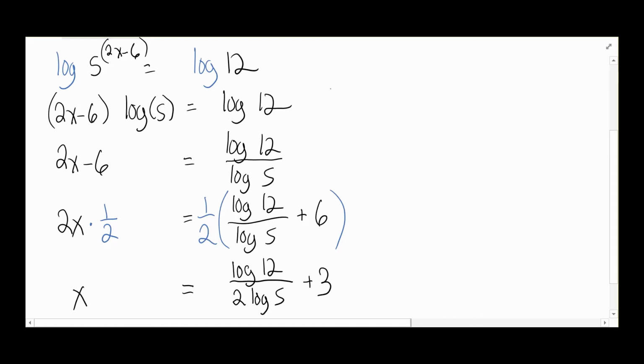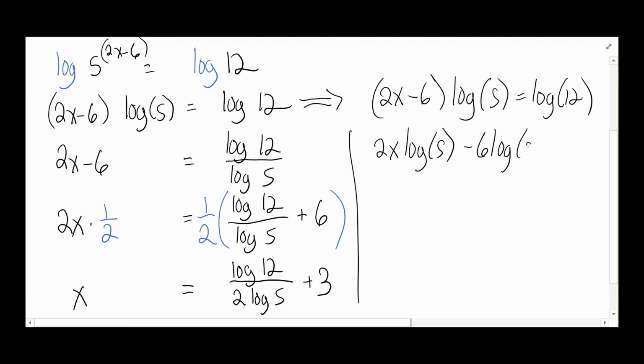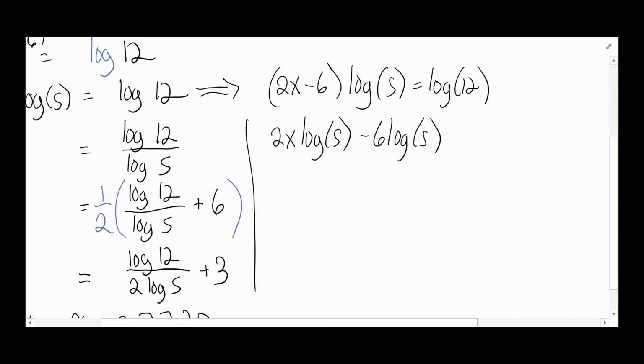Now I talked about 2 approaches that we could take. So let me go ahead and rewrite this step over here just to point out another slightly different approach that will lead us to the exact same answer. We could have distributed the log 5 to get 2x log 5 minus 6 log 5. Some people like this better. I think it looks a little bit uglier, but you don't have to deal with the weird division thing of multiplying by 1/2 that we did.